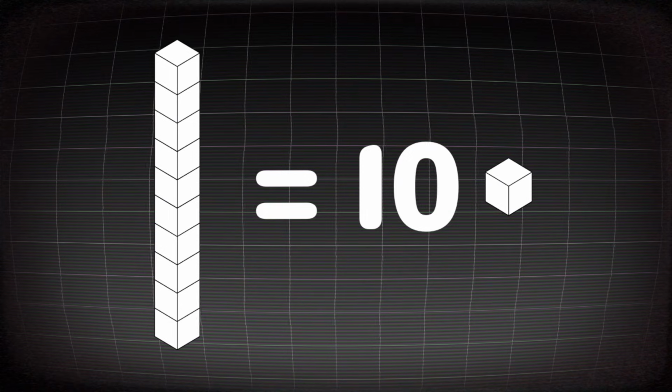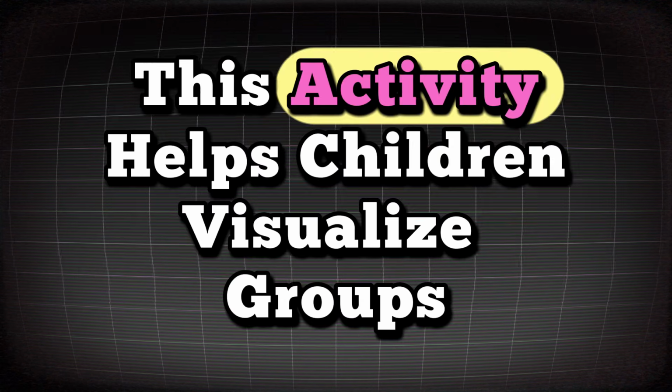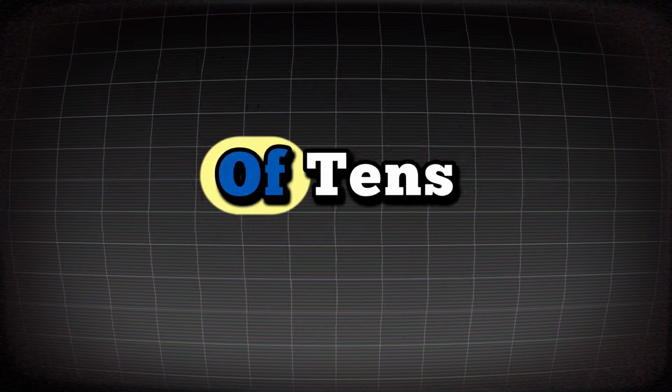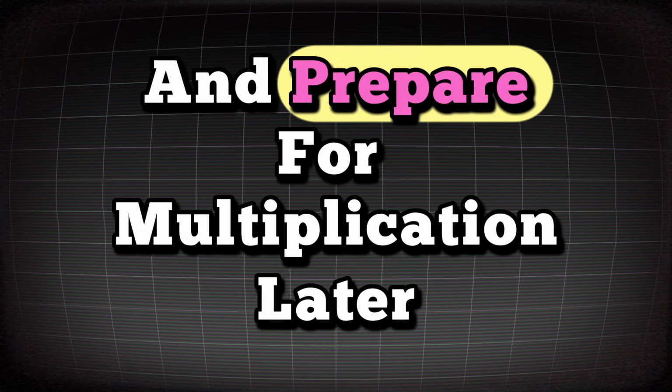So for example, if we place 3 bars, each made of 10 little squares, the child will count 10, 20, 30, and write 30 as the answer. This activity helps children visualize groups of tens, making it easier for them to understand larger numbers and prepare for multiplication later.